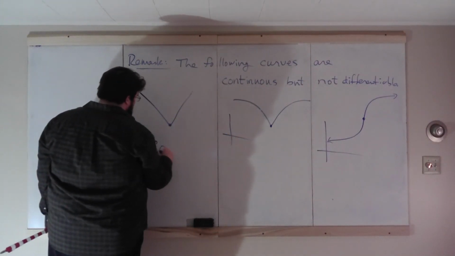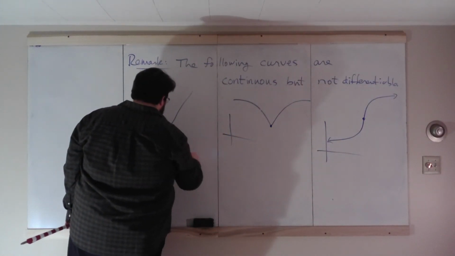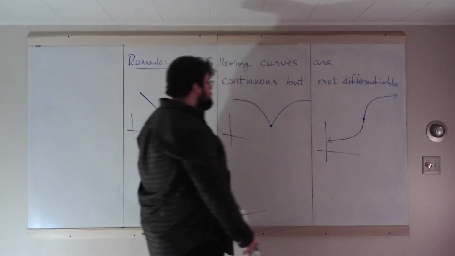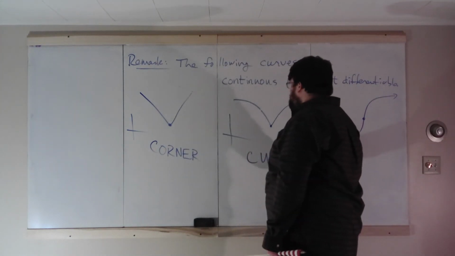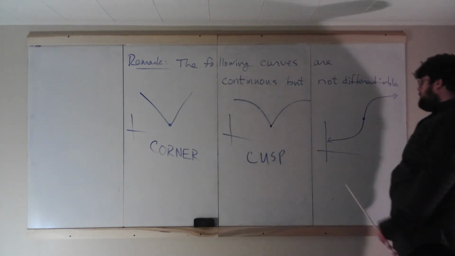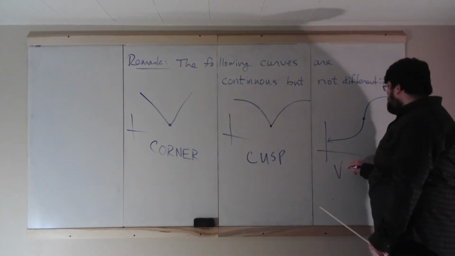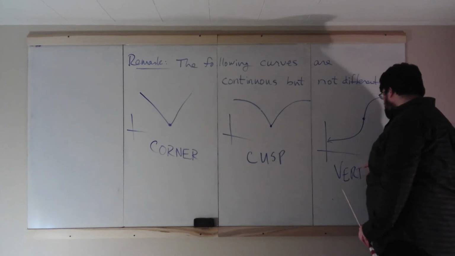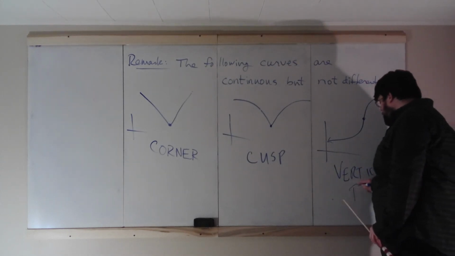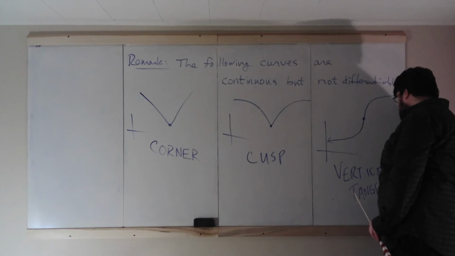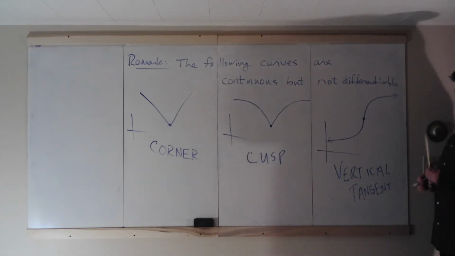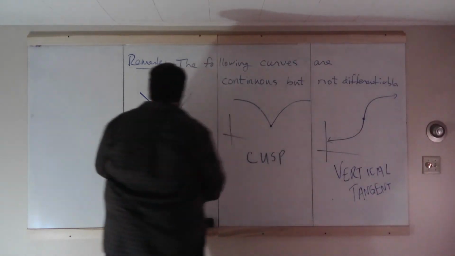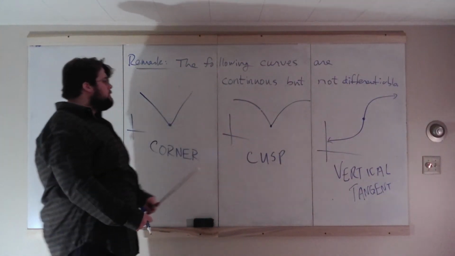Right here, these all have names. Right here, a corner point is a point of non-differentiability. Here, a cusp point is a point of non-differentiability. And here, at that point, there's a vertical tangent. At a vertical tangent, we have a point of non-differentiability. I would say, if I ask anything on these, I would stick with the absolute value function or something with a cusp.